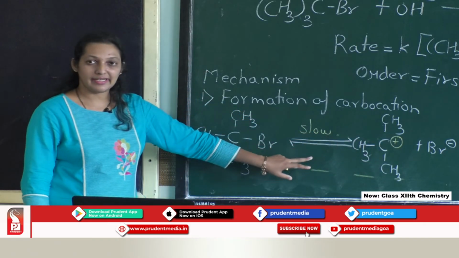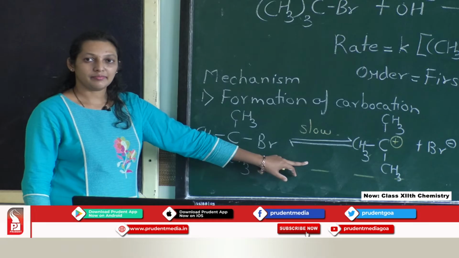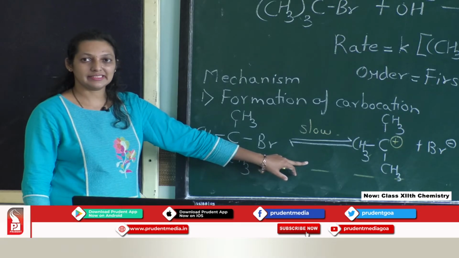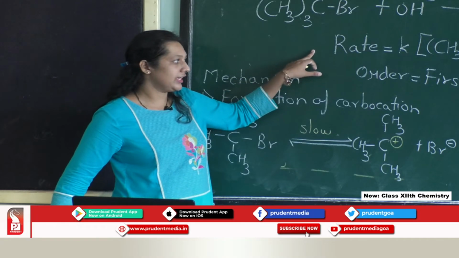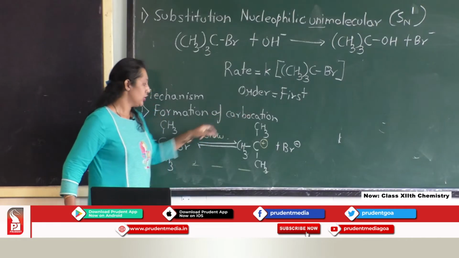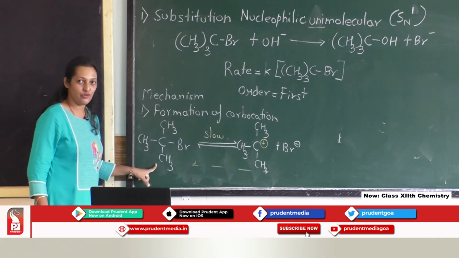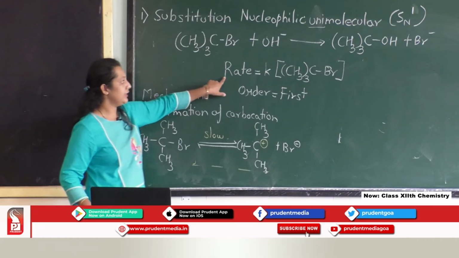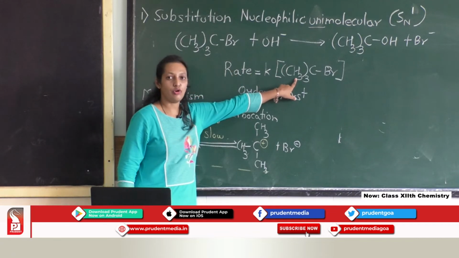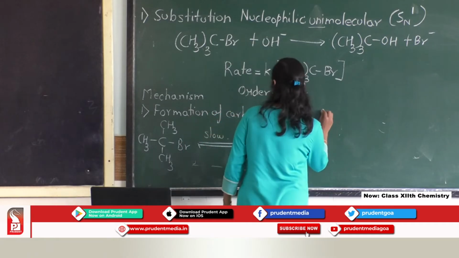Now, since it is the rate determining step, and as we have studied in chemical kinetics, based on the rate determining step, we can write the rate of a reaction, and according to that we can find out the order of a reaction. So, if you look at the first step, only one of the reactants is involved in the reaction, therefore, the rate depends upon only one of the reactants. Okay.